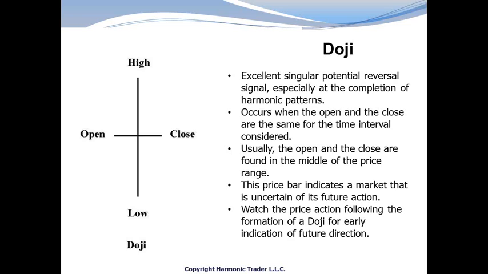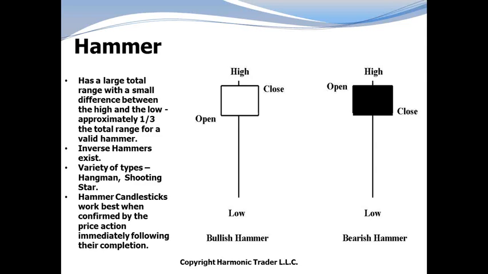The doji is an excellent singular potential reversal signal, especially at the completion of harmonic patterns. Now, this occurs when the open and the close are the same for the exact time interval considered. Usually, the open and the close are found in the middle of the range. This price bar indicates a market that is uncertain of its future action. The essential key here is to watch the price action following the formation of the doji for early indication of future direction.